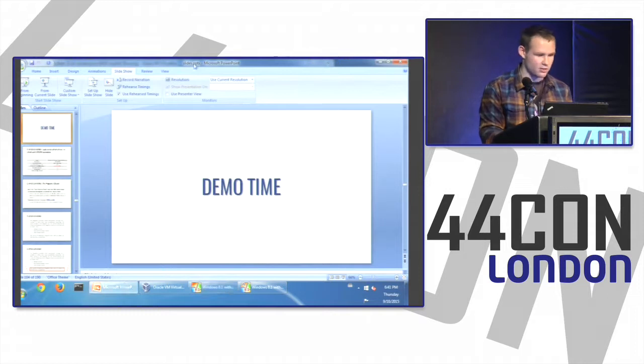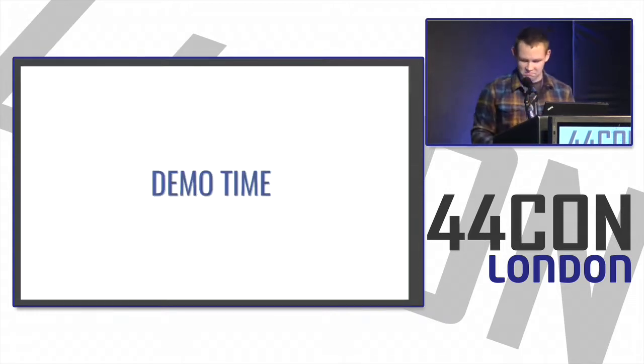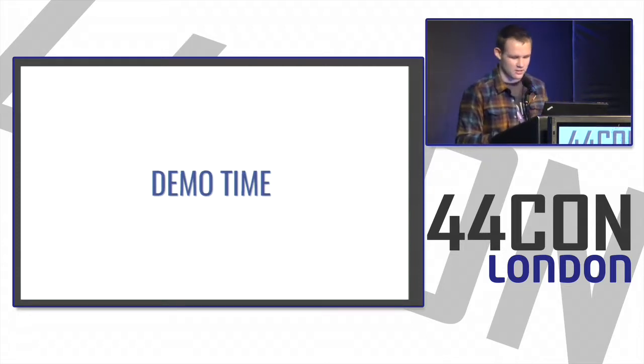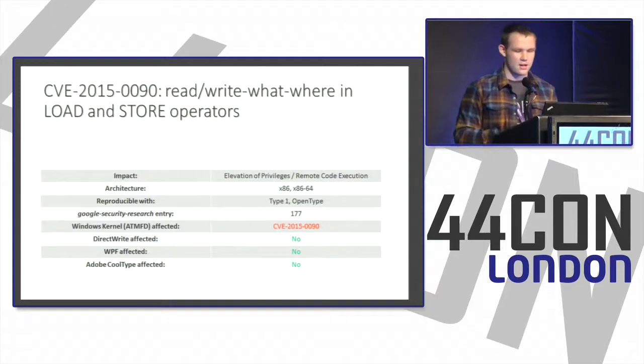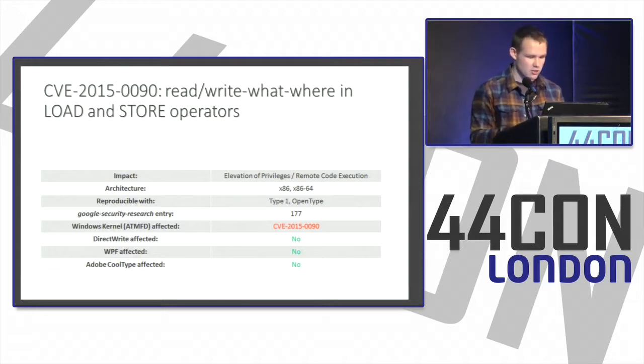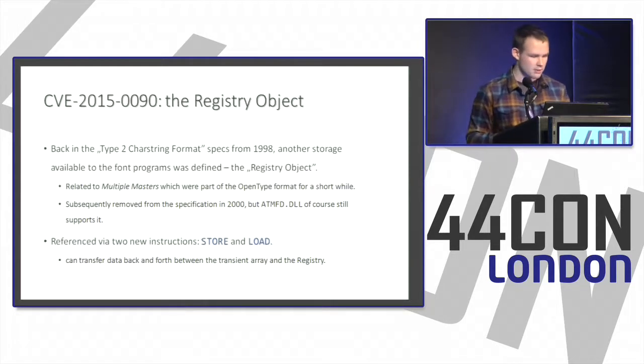So we could basically use it to defeat ASLR in Internet Explorer. So then we have some bugs that actually allowed elevation of privilege and remote code execution. This one was a read and write what-where in the load and store operators. It was a Windows kernel only bug.